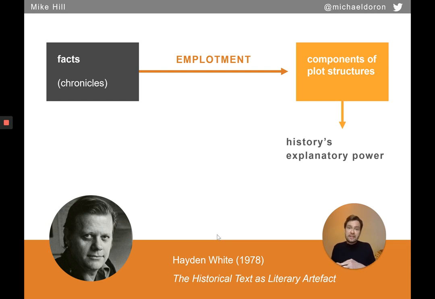If you just look at chronicle events, so event, event, event, that doesn't explain anything to you. In order for history to have explanatory power, historians need to emplot the chronicles and turn them into elements of a plot.